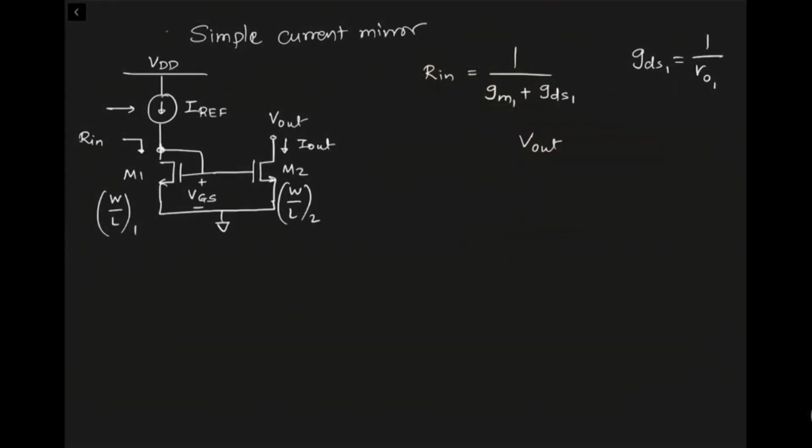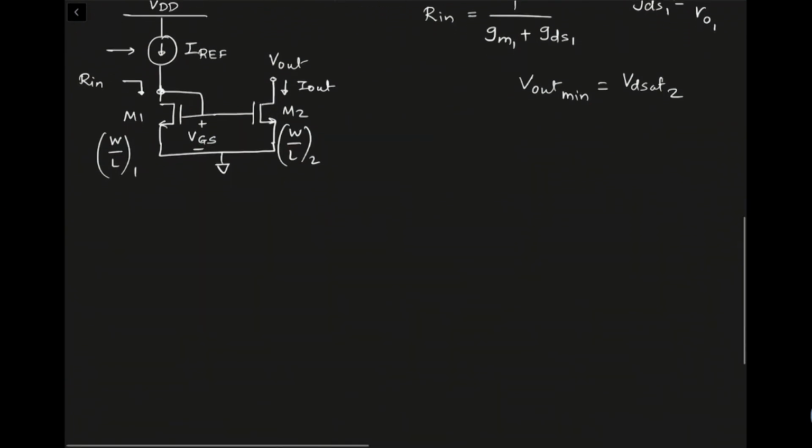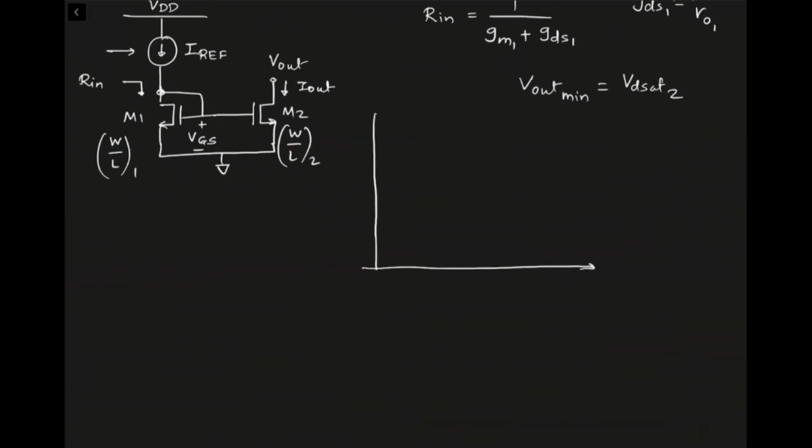And what would be the minimum output? V out minimum. We already know the transistor M2 is going to be in the saturation region only when V out minimum is equal to VD sat of 2. If V out goes below VD sat 2, then transistor M2 will be out of saturation, and we won't get the current that we were desiring to get. If we plot the current as a function of V out, we are looking at M2 as a current source for other circuits.